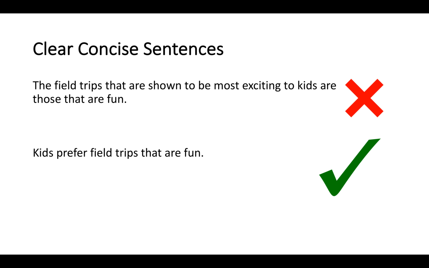You also want to ensure throughout the paper to use clear, concise sentences. For example, if someone wrote, "The field trips that are shown to be most exciting to kids are those that are fun," you would want to shorten it to be something like, "Kids prefer field trips that are fun," where your point is clear and it comes across in a concise way.